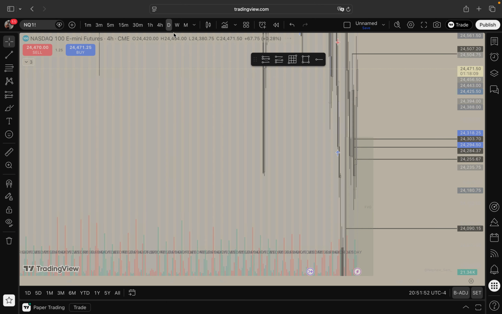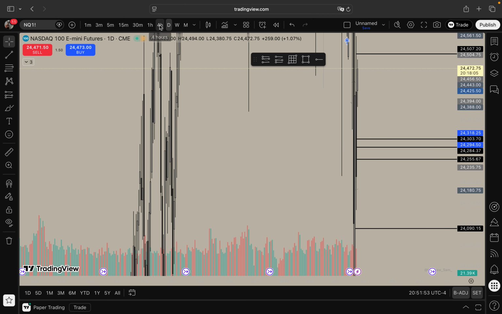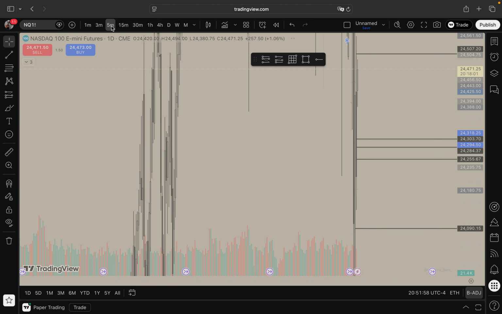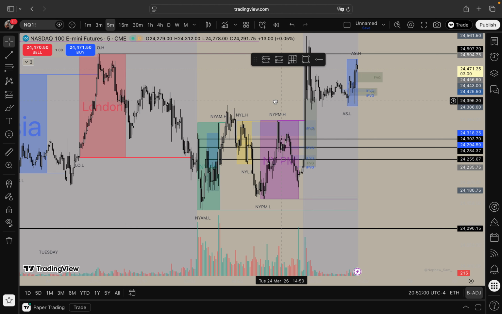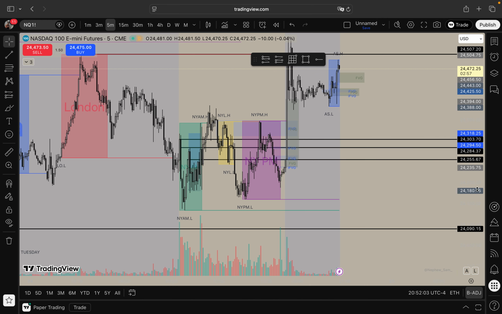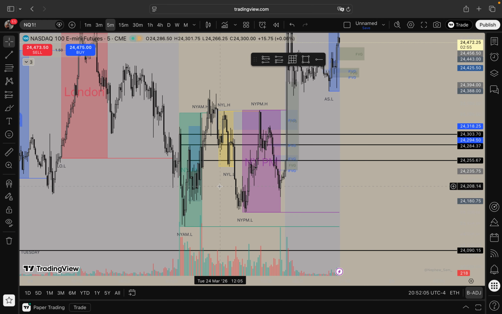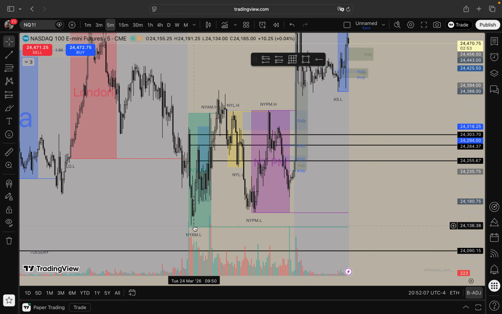But looked at the daily, marked out my key levels, previous day high, previous day low. And from there, I just waited for market open, immediately manipulated down, and we bottom ticked and we rejected off of it.